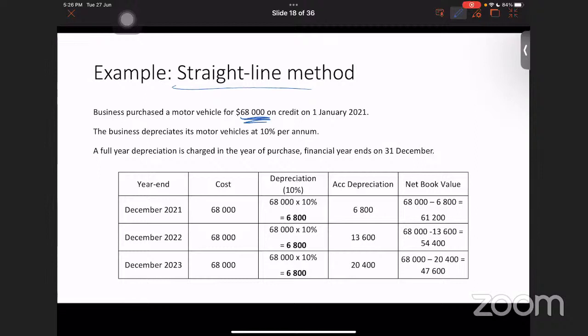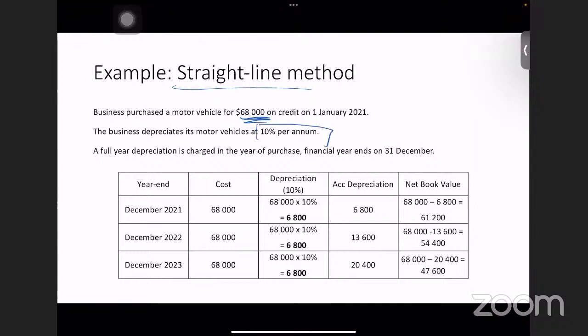Cost 68,000. I depreciate 10% per year. Okay, full year depreciation charge in the year of purchase. Okay, so for here, it means that regardless which day that I buy, on the year that I buy, no matter which day, I will still count as full year. So for here, my year end is December. Okay, so maybe my year end is December and I only buy it in November. Means I only use 2 months, right? But I will disregard it. I will still count as the full 12 months. That's what this sentence means.